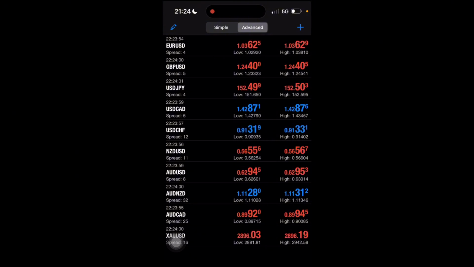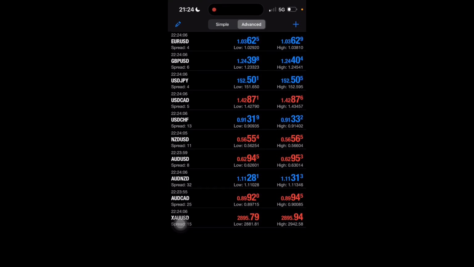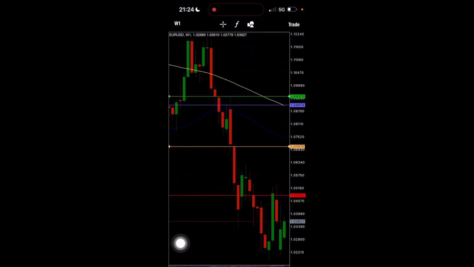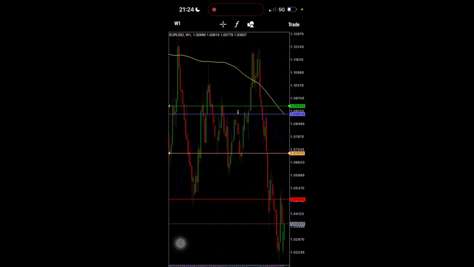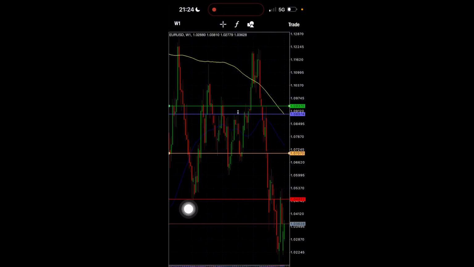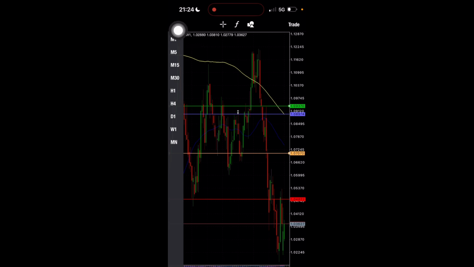Now the next part is opening charts. Let's say you want to open the chart of EUR USD. You click on the currency and click on charts, and then it will load up the chart interface for that specific currency, EUR USD. As you can see, there are different time frames to navigate through in the chart. The smallest time frame in MetaTrader is 1 minute. So this is 1 minute, this is 5 minutes, 15 minutes. And then we have the hourly charts, 1 hour, 4 hours. And then we have the daily charts, 1 day. D1 is 1 day, W1 is 1 week, and MN is the monthly chart.